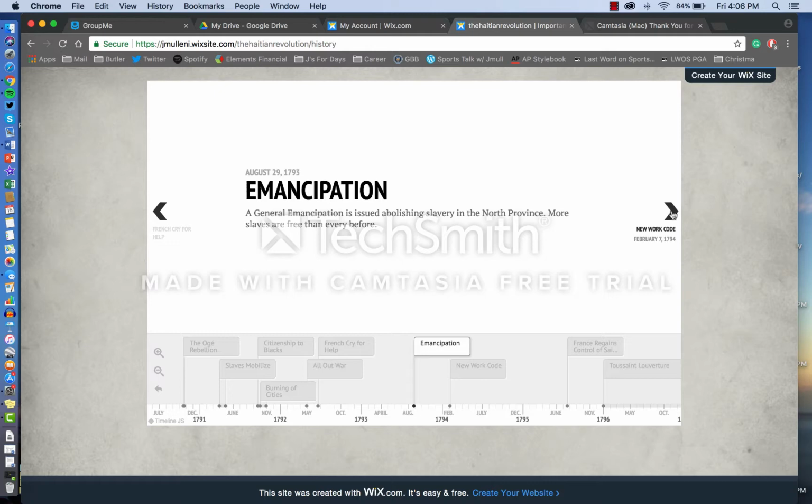As a result, in 1793, a general emancipation is issued abolishing slavery in the North Province of Saint Domingue. More slaves are free than ever before at this point, and that would be the point where most slaves are free until they gain their independence in 1804.